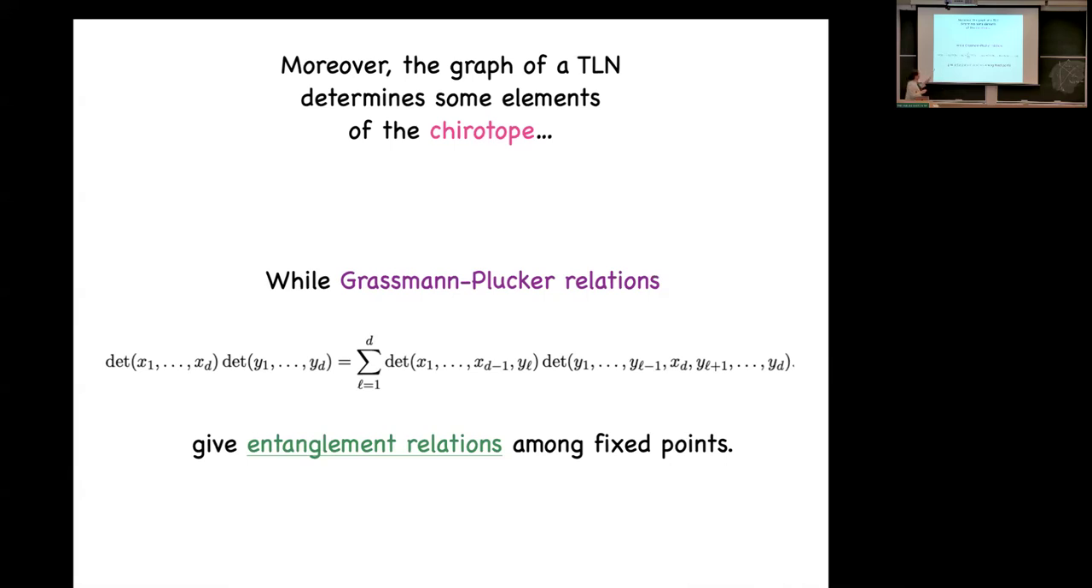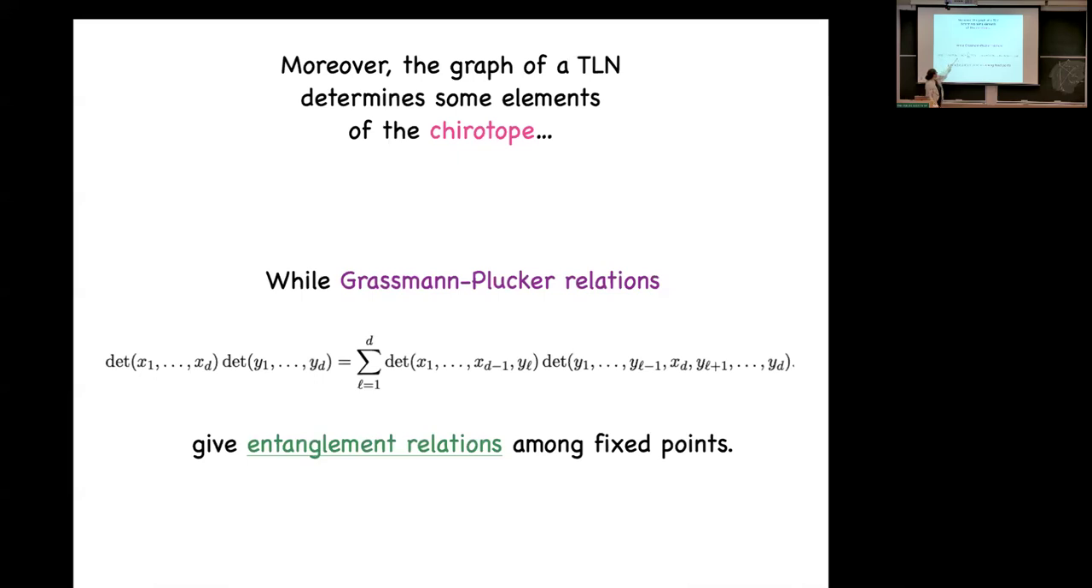Okay, so this, by the way, is just a formula that's true of any determinant. Everybody has computed determinants in the past. You put in d vectors, say, that are d-dimensional, and you get a determinant. You stack the vectors into a matrix.